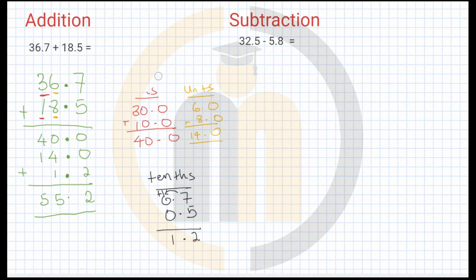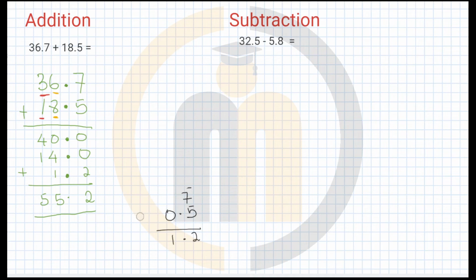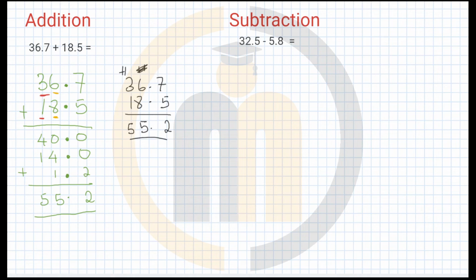Now alternatively, what you can do is you could just add normally, the same way as we do with the numbers. So I'm going to do that in black, right? So 36.7, 18.5, right? 7 plus 5 is 12, so plus 1 here. 6 plus 8 is 14, plus that 1 will be 15. So write the 5 and the 1 from the 15 goes up here. Now we do 3 plus 1, which is 4, plus the 1 on top will be 5. And tada, you get the same answer.